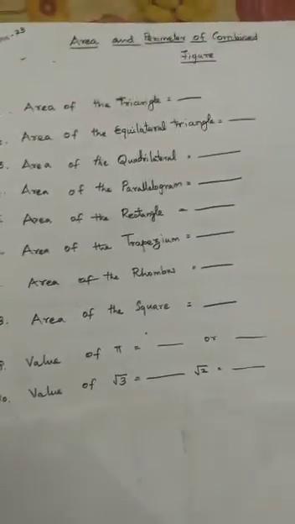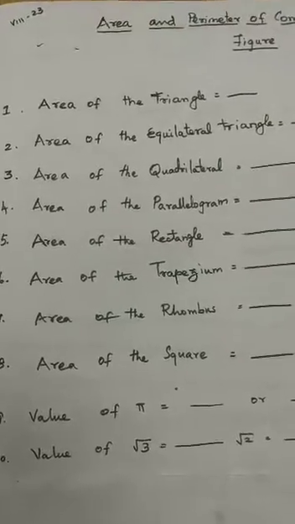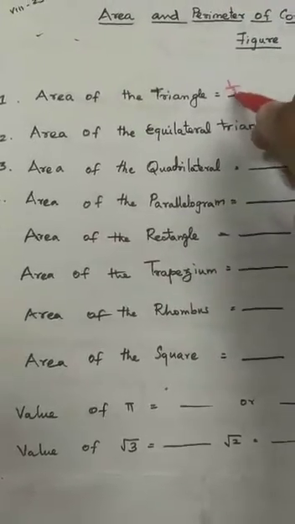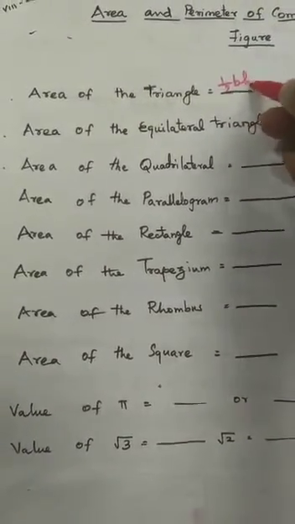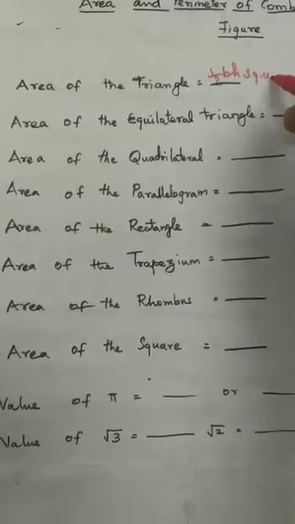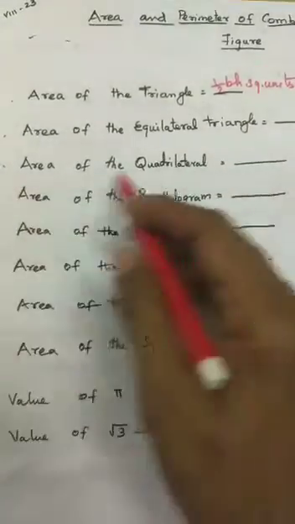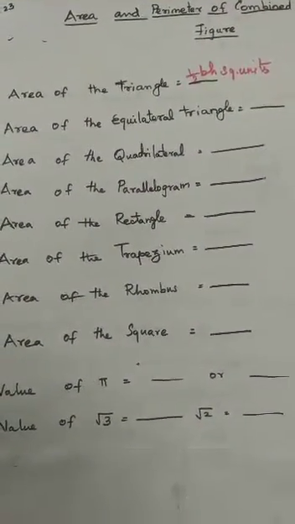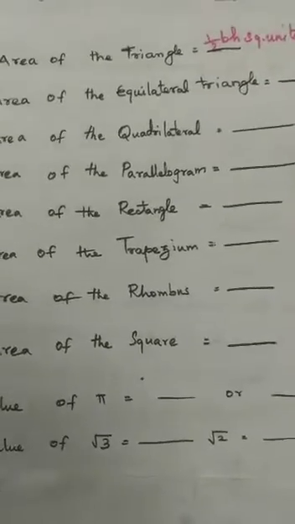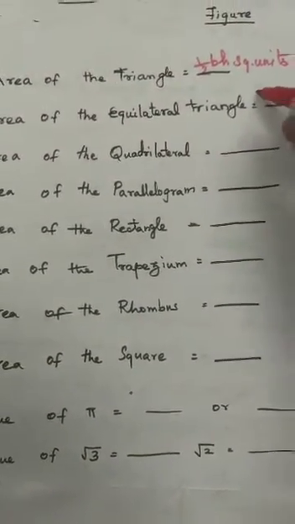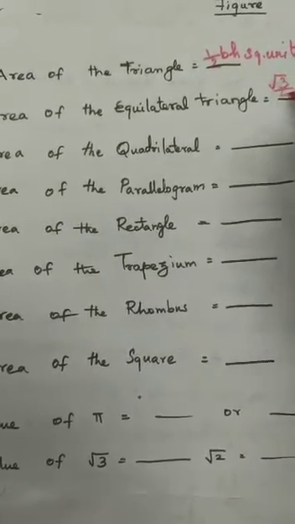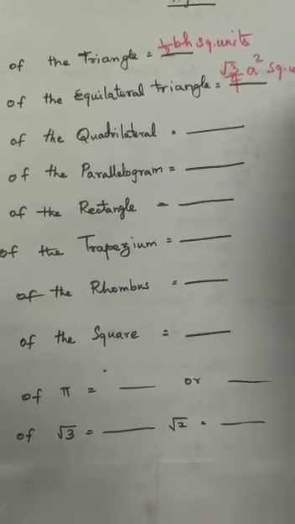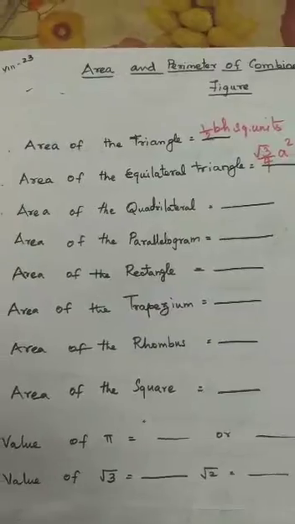Today we will see the problems in area and perimeter of combined figures. Okay. We shall recall the formulas. Area of a triangle is equal to half into BH square units. Then area of an equilateral triangle is equal to root 3 by 4 a square units. This is the formula to find the area of the equilateral triangle.